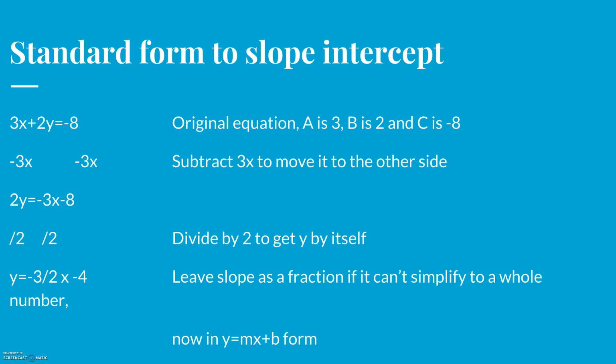We're now in y equals mx plus b form with a slope of negative 3 halves and a y-intercept of negative 4. If your slope comes out as a fraction, leave it as a fraction if it can't simplify to a whole number.